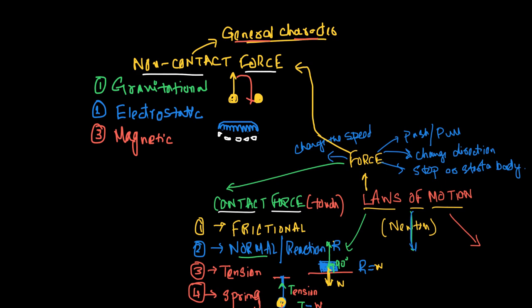First and foremost, the gravitational force is an attractive force. It can only attract. That means it can only pull. Gravity can only pull, it cannot push. The rest of the other forces can pull as well as push. The other two non-contact forces, the electrostatic force and the magnetic force, will pull as well as push.